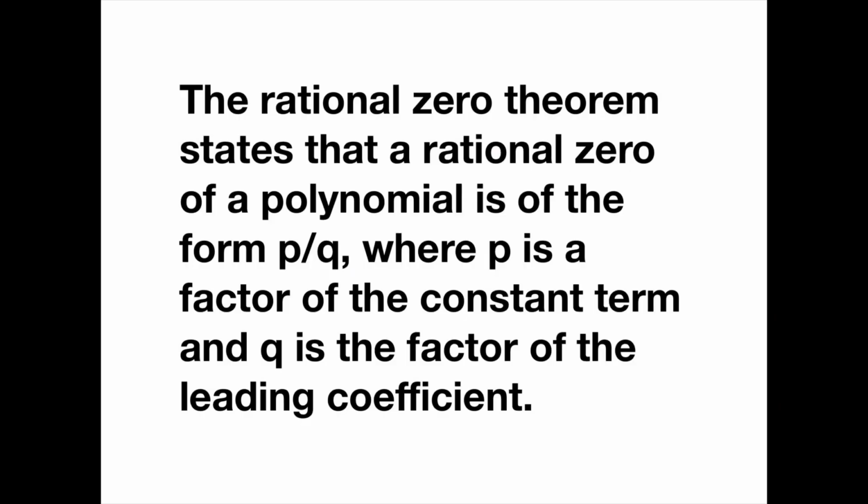The Rational Zero Theorem states that a rational zero of a polynomial is in the form of p over q, meaning that it is a ratio of p and q, whereby p is the factors of the constant term and q is all the factors of the leading coefficient.